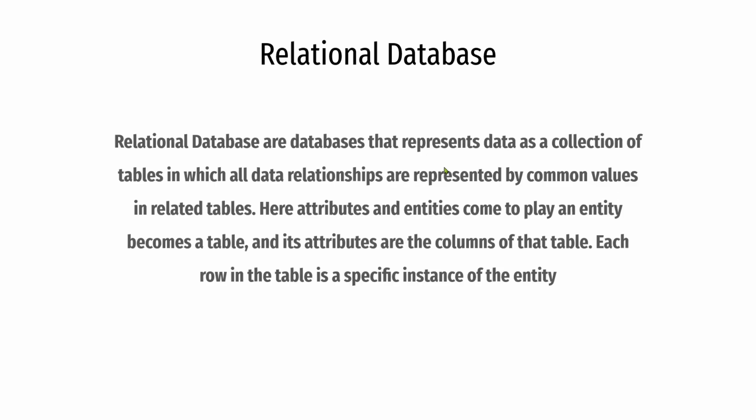Next one is relational databases. Relational databases represent data as a collection of tables in which all data relationships are represented by common values in related tables. Here, attributes and entities come into play. An entity becomes a table, and its attributes are the columns of the table. Each row in the table is a specific instance of the entity.